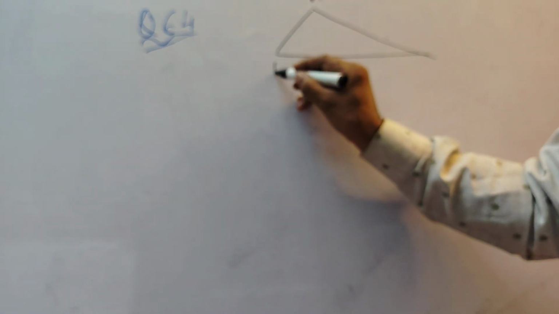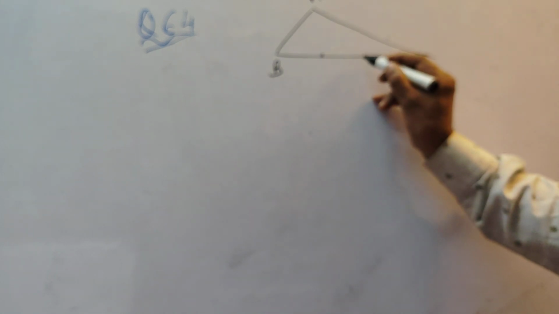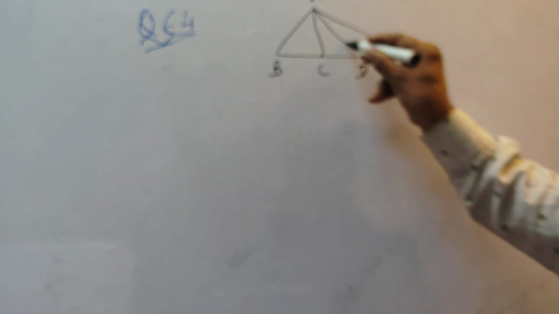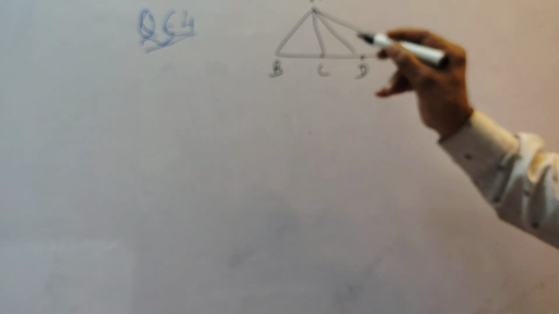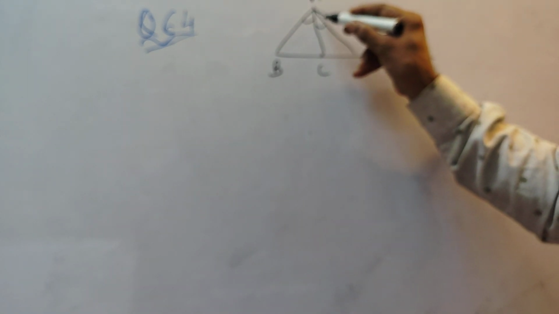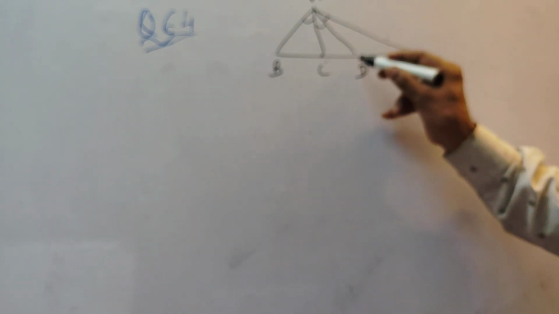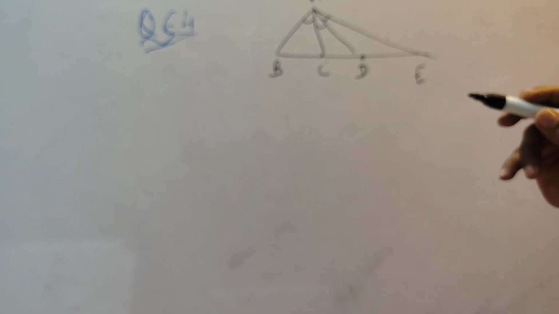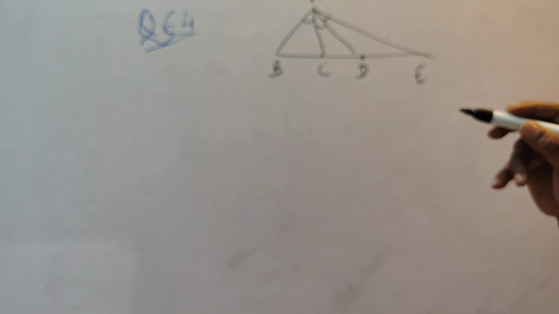In question 64, the name of the triangle is ABE, and in between there are C and D, two points, and there are equal angles. These three equal angles are given: angle BAC equals angle CAD equals angle DAE. These are equal. How many trisectors are there for angle BAE?